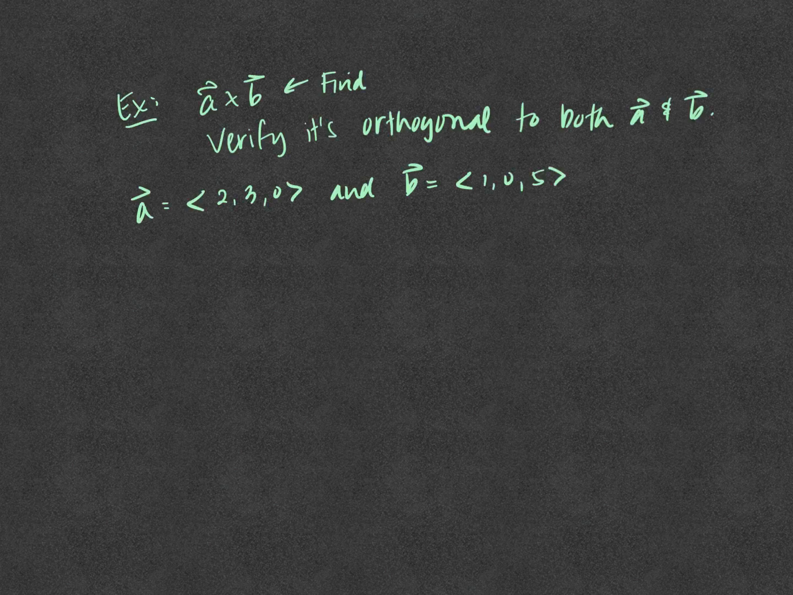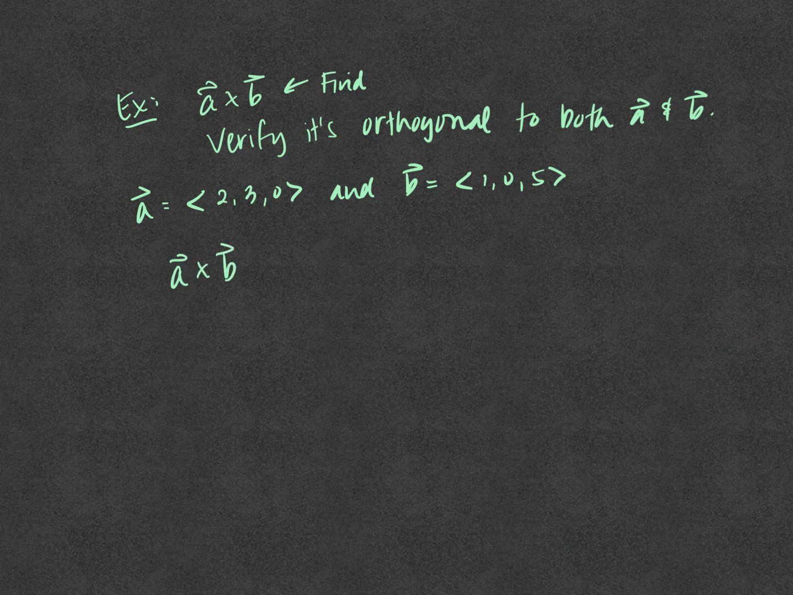You may want to pause and write this down. The problem says find A cross B and verify it's orthogonal to both A and B. So this is a problem from your exercises. So this is number 1 in the book, which is not one of the exercise ones. I'm not sure why. But we're going to start off with A cross B.